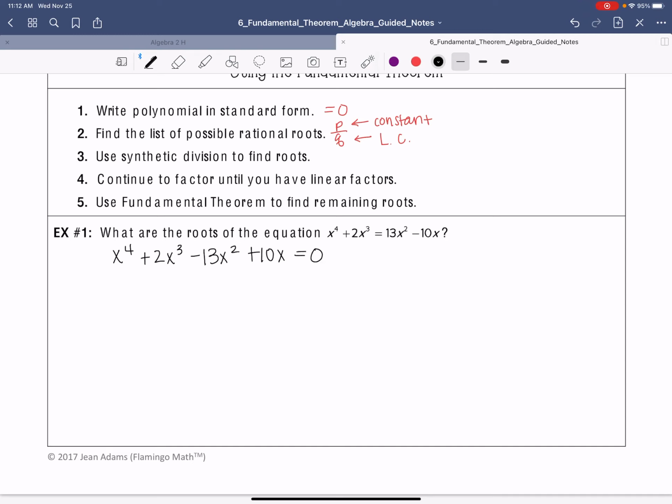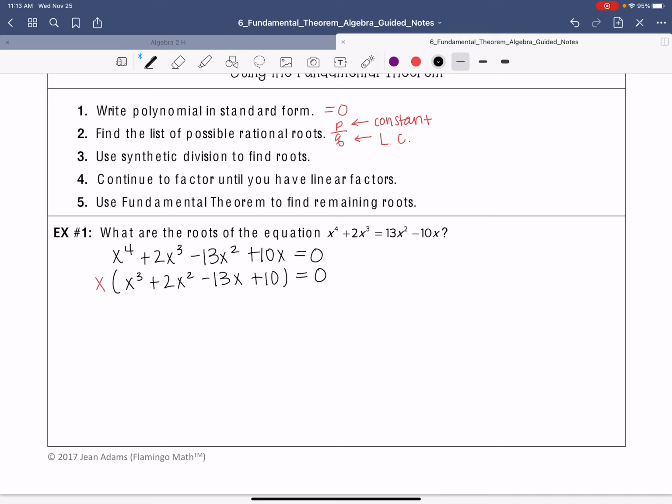Okay, like anything, the first thing you should always check for is, is there a greatest common factor? If we look at this, we do have a greatest common factor. There is an x in every single term of this polynomial, which means I can factor out an x. So that's what we're going to do. We're going to factor out an x out of this polynomial. So now we're going to have x cubed plus 2x squared minus 13x plus 10 equals 0.